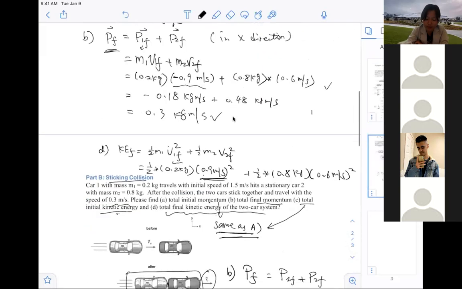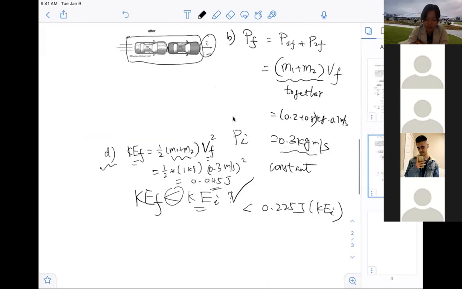And for part D, they're basically this. I just want to double check. They're basically the same, right? 0.225. Yeah, they move together. So I put the total mass together multiplied by the velocity squared. Okay, and that's just a coincidence because of the numbers, basically, right? Or not? What's a coincidence?